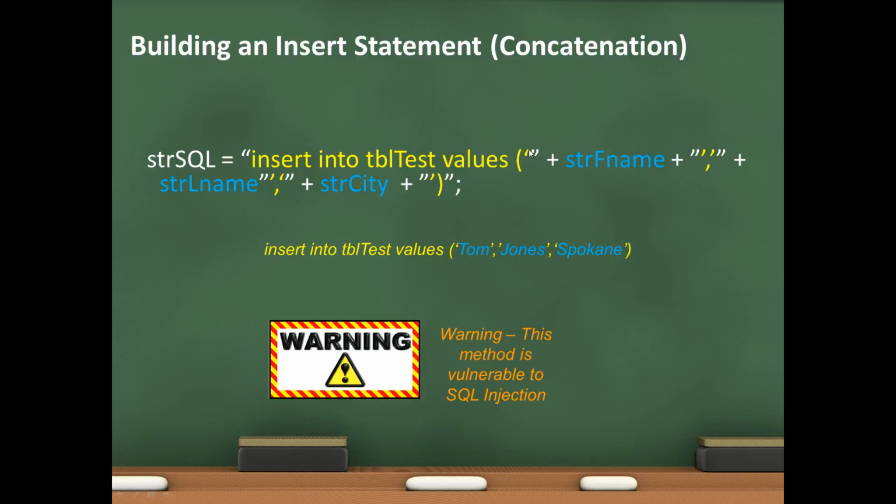Then I'm telling it to put an apostrophe. There's that apostrophe right there. Put in whatever strFname has stored in it. Let's assume it has Tom in it, so it's going to put in the keyword Tom. After it, it's going to put an apostrophe, a comma, and another apostrophe, and notice how they're within the quotation marks, so they're literals. Ultimately, this is the statement that's going to come out.